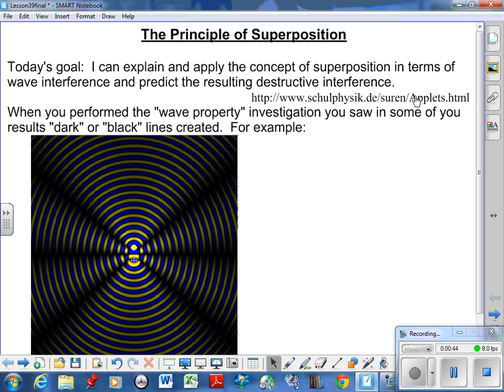So first of all, what do we have in front of us? We have 2-point sources, similar to what you would have seen when you did your investigation on the wave behavior or wave theory. And what I want to do is talk about exactly what is created here. So what we have are 2-point sources.